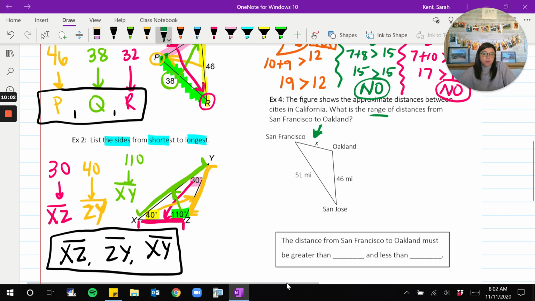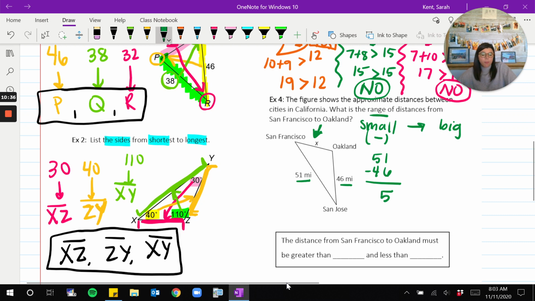So if we're looking for a range, we want to know the smallest option all the way up to the biggest option. So we have the numbers 51 and 46. So we know if we want a smaller number, the easiest way to do that is to subtract. So what I can do is take 51 and subtract 46. And if I do that, we would get 5.